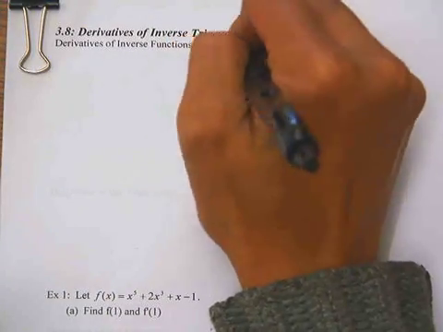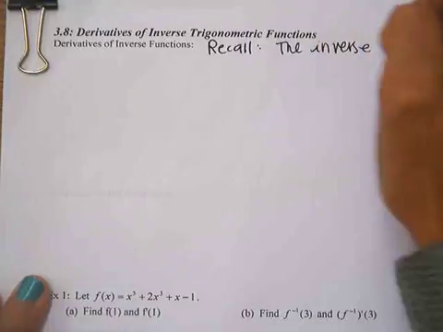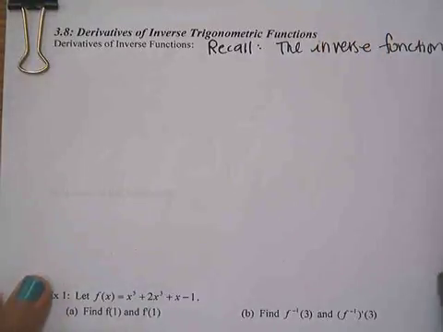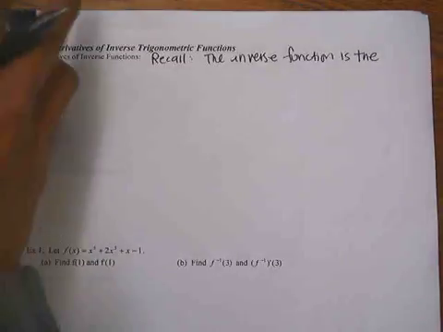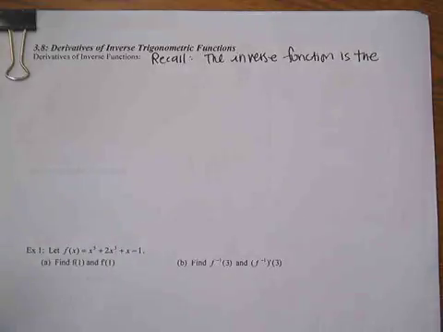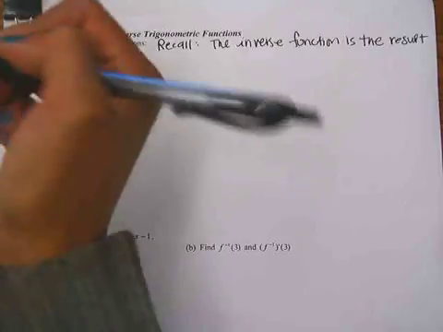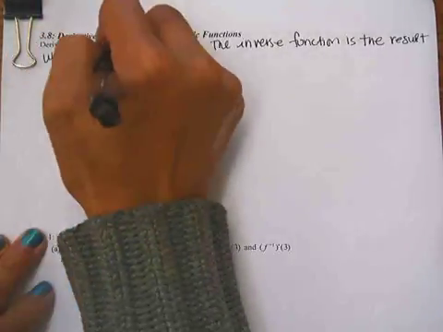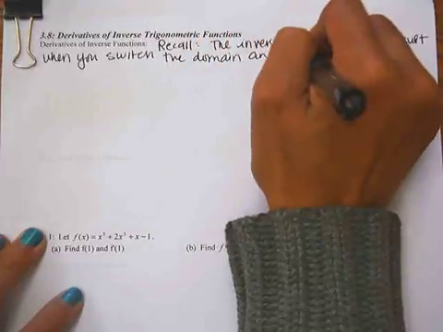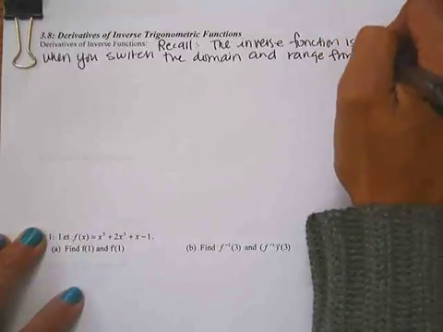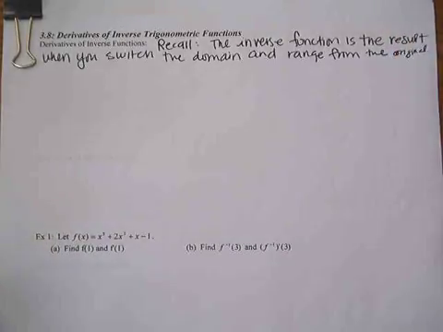So let's recall that the inverse function is the result when you switch the domain and range from the original. So this thing is spelled original.